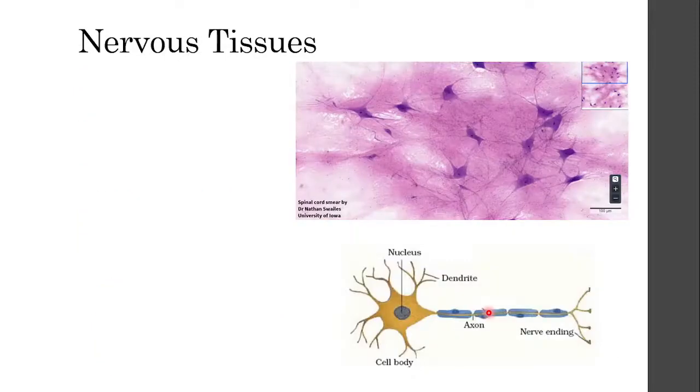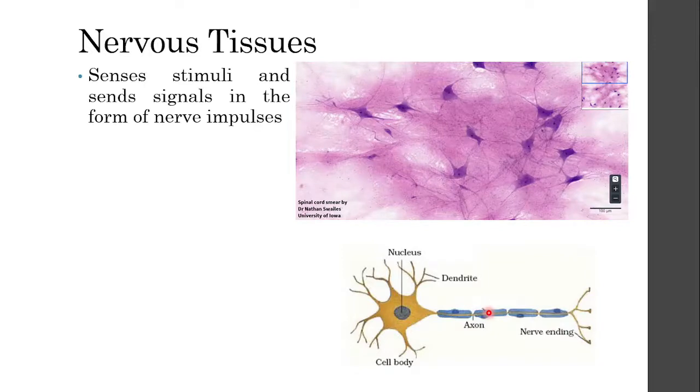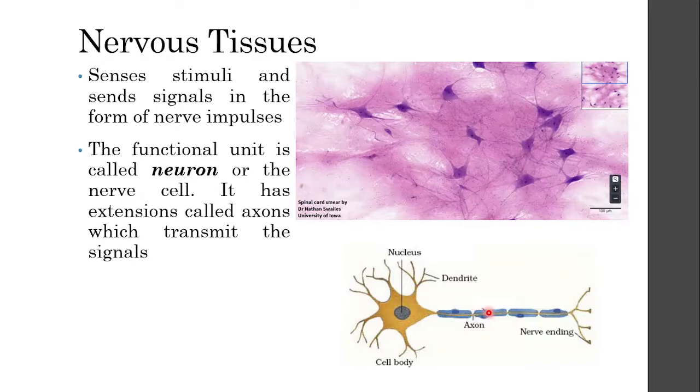And lastly, we have our nervous tissues. Nervous tissues, their main job is to send stimuli and signals in the form of nerve impulses. The functional unit of a nerve tissue is called a neuron, which is something that you can see right now. These are the neurons. It is composed of the cell body or the soma, and it has a nucleus. You can see right there, it has the nucleus.